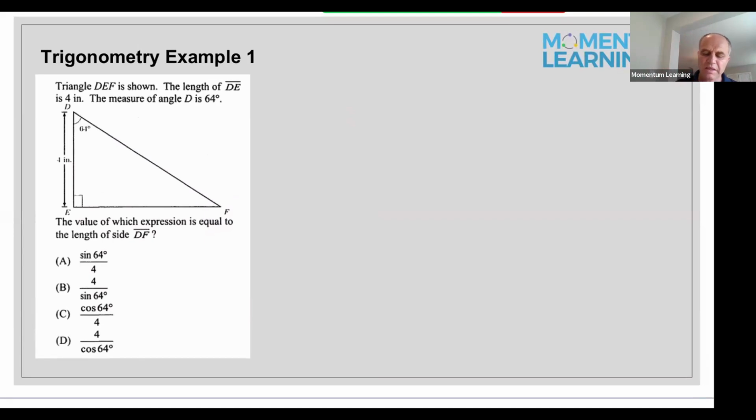First, there is a right triangle given. It is not declared as right, but from the figure we can understand. The length of D is given. The length of that one is given, 4 inch. And the angle is here, please have a look. Question, what is the value of DF? DF is the hypotenuse. Question is that one. Find this.